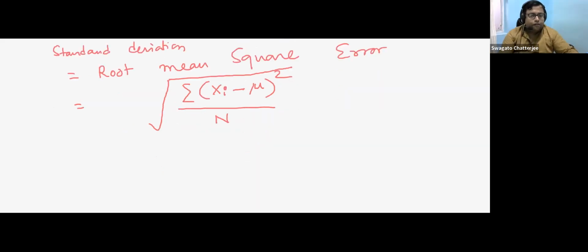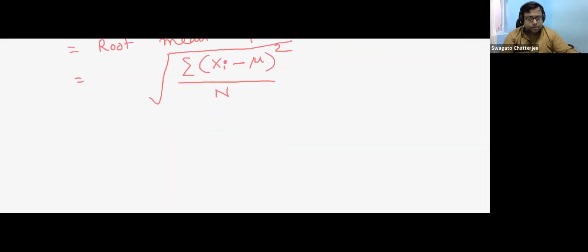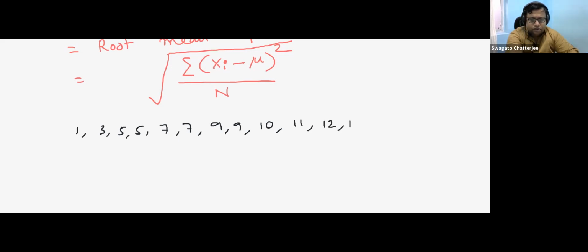There are other ways of finding out the dispersion. There's another way, which is a non-parametric way. Let me tell you what that is. Let's say I have data which is 1, 3, 5, 5, 7, 7, 9, 9, 10, 11, 12, 12, 12, 13, 13, 15, 16, 17. So 18 data points are there. Let's make it 19.